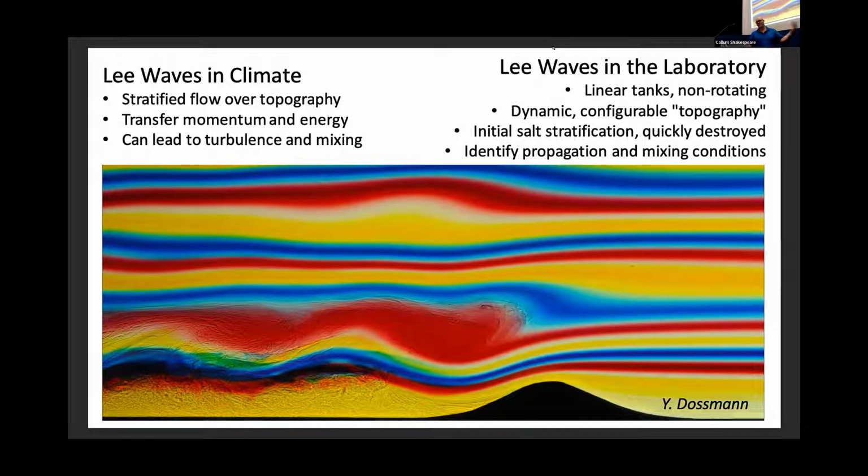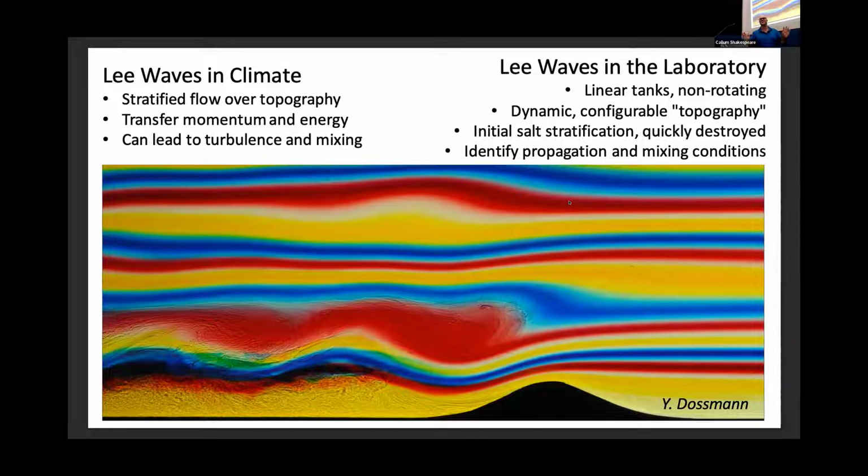Once you've got that stratification, you drop in a piece of topography like this. This is something that Van Dossman did while he was a postdoc and a visitor here. He'd put the topography in at the surface, so this image is upside down, and then drag it across the stratification. If you meet the right conditions for propagating lee waves, you end up with these lee waves in the lee of the hill. As you can see, there's a lot of mixing and turbulence associated with it, so the stratification that you've built over many hours is very quickly destroyed.